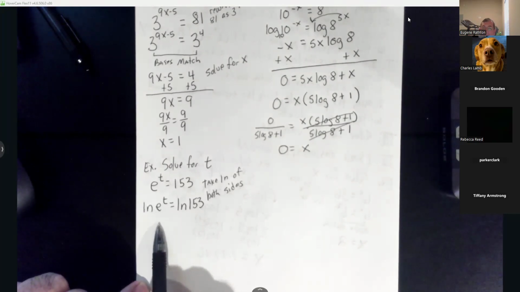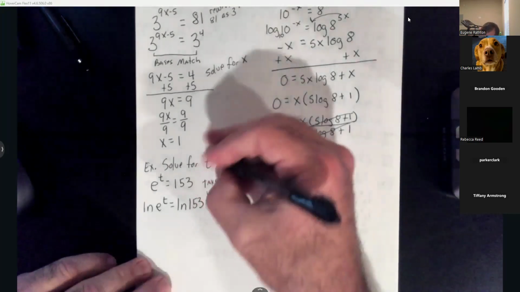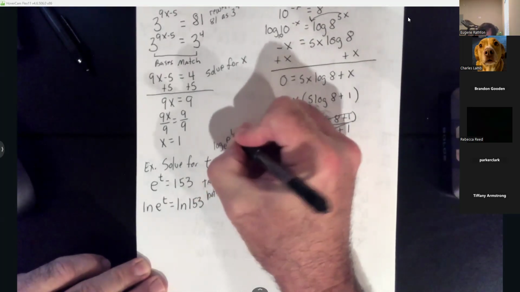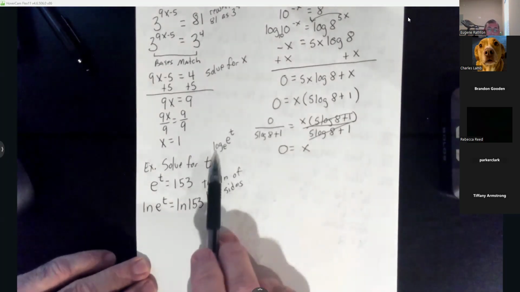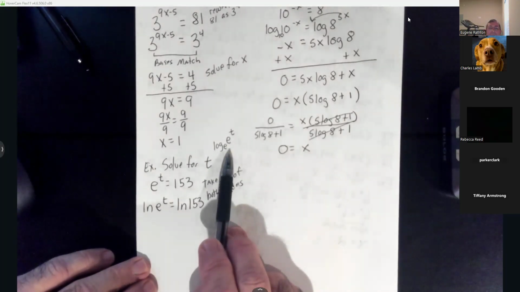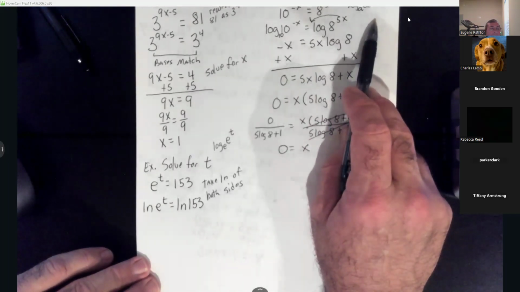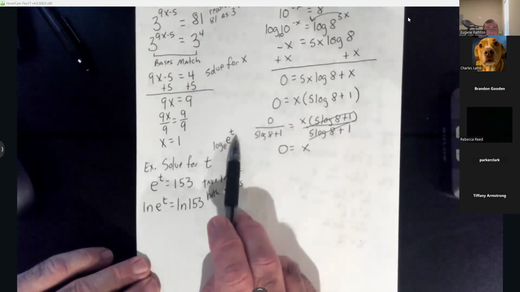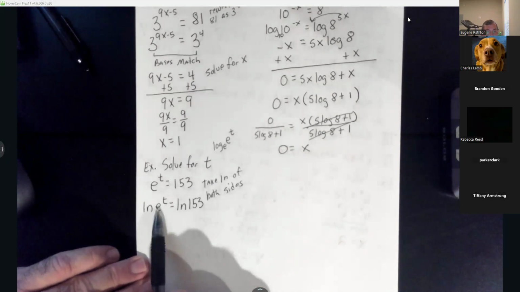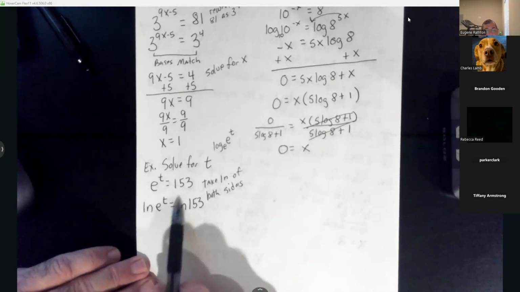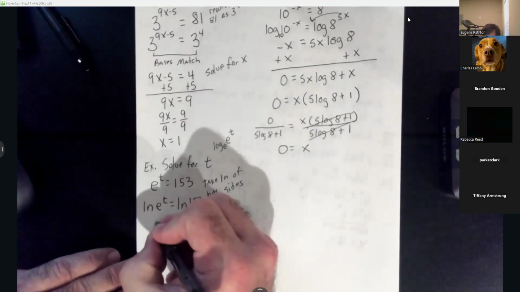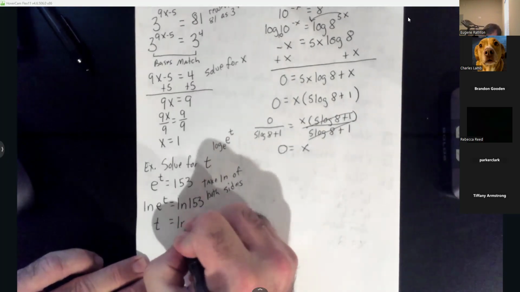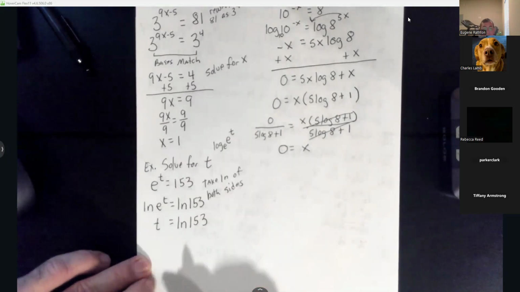So what's going to be left on my left side? Remember, that's a log base e of e to the t. So that follows that little property I put up here a while ago. The base of my log matches the base raised to an exponent. So y'all, this left side, ln of e to the t, no matter what exponent is here, it's always going to equal the exponent. And then the right side is going to stay at ln of 153.